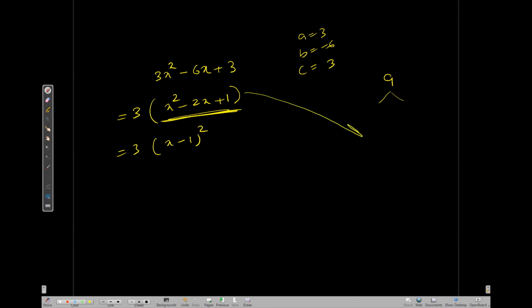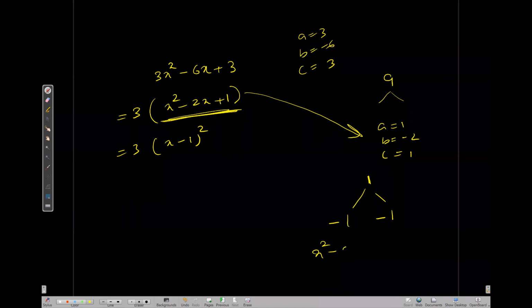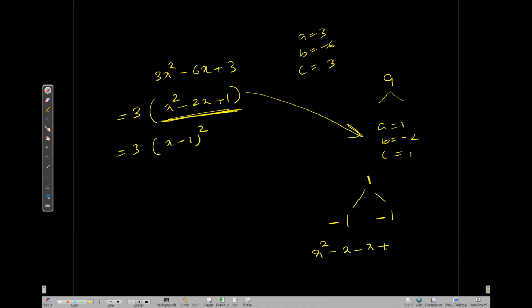Or you can use our factoring technique. Here a is 1, b is negative 2, c is 1. So a times c is 1. In order to make 1, you just have 1 and 1. And negative 1 times negative 1 will give you positive 1. And when you add those numbers, you get negative 2. So you can replace it by x squared minus x minus x plus 1.